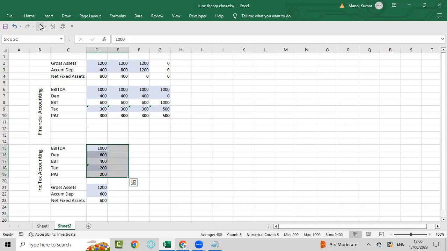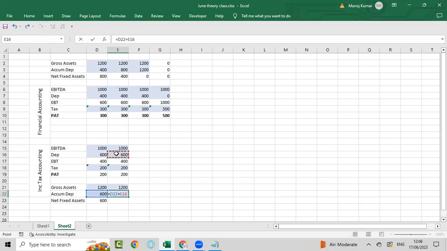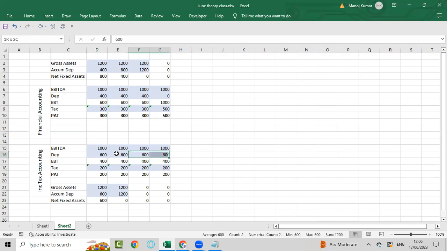In the second year, the same thing will continue. In the balance sheet, what will happen? Opening 600 plus depreciation of current year. Then net will be 0. In the third or fourth year, there is no asset. So what will happen here? Depreciation will be 0. There will be no depreciation in the third, fourth year. So this is our tax reporting and this was our financial reporting.